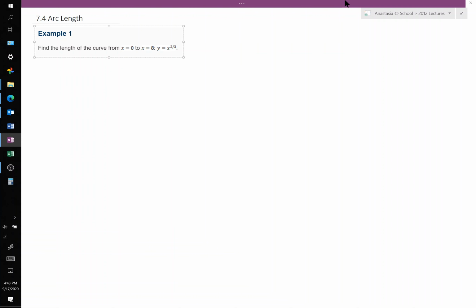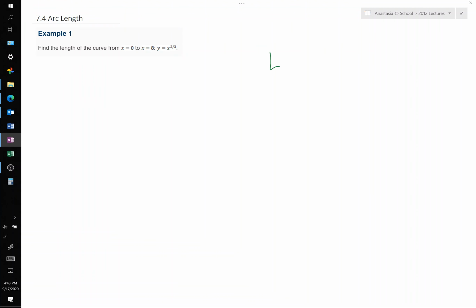Hello, in this video we are talking about section 7.4 on arc length, which is the same thing as the length of a curve. We have discussed the formula for arc length in this lecture already, and it essentially comes from the Pythagorean theorem and finding the length of the hypotenuse of a triangle.